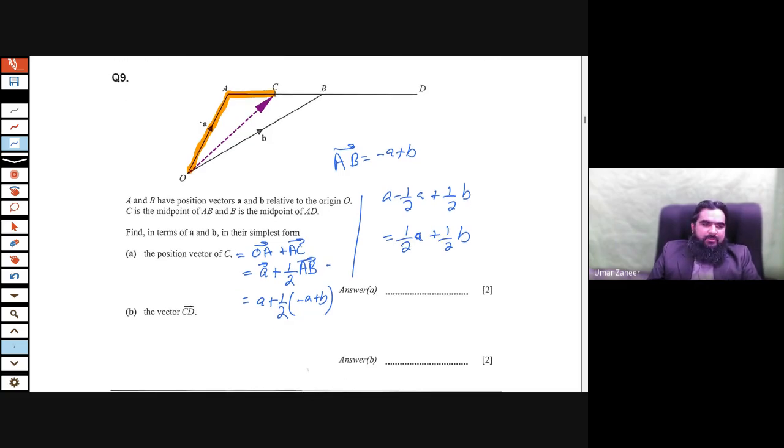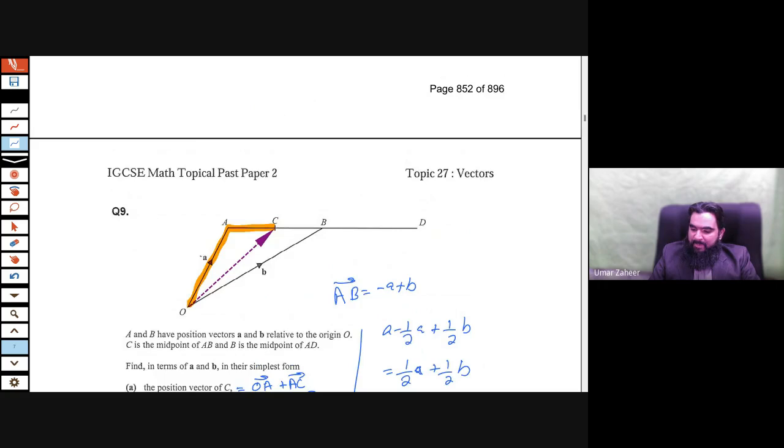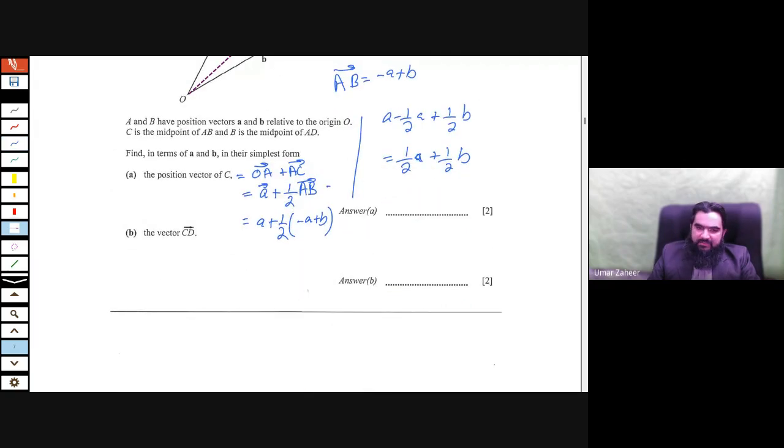Yes, Shayan, is it clear? So look here, in the vector questions you have to just choose the right path. Now in the next one, he says that you have to find CD. You have to find a vector from C to D.